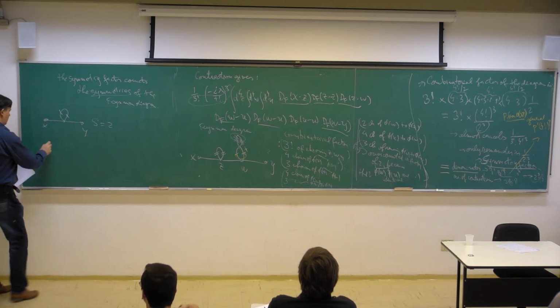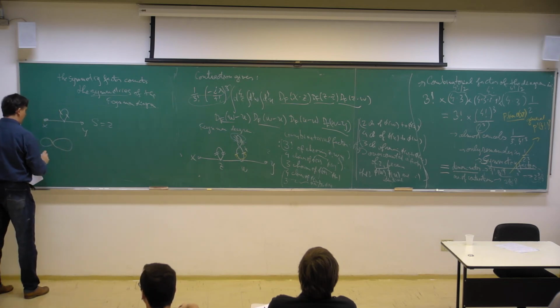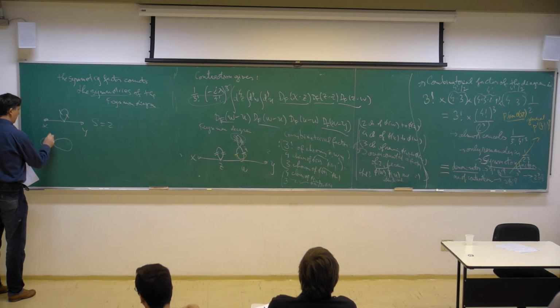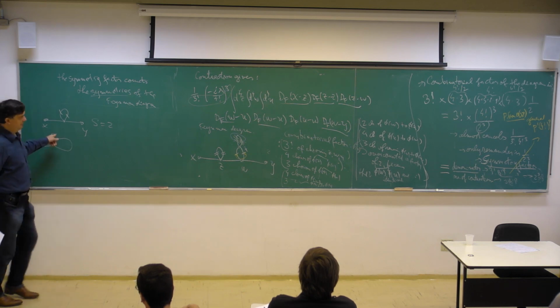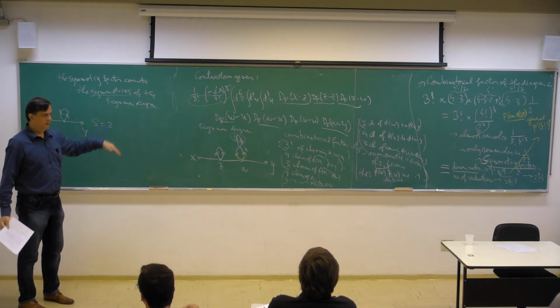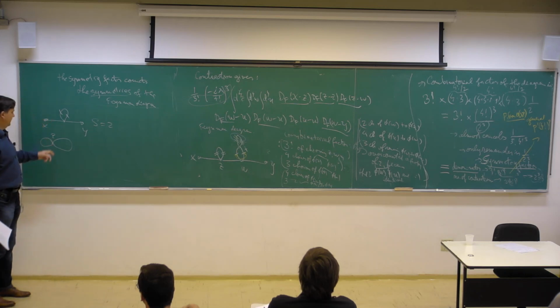Okay? Then the figure 8 diagram. That's a vacuum diagram from the denominator of the correlator, where there are no external points. What's the symmetry factor here?